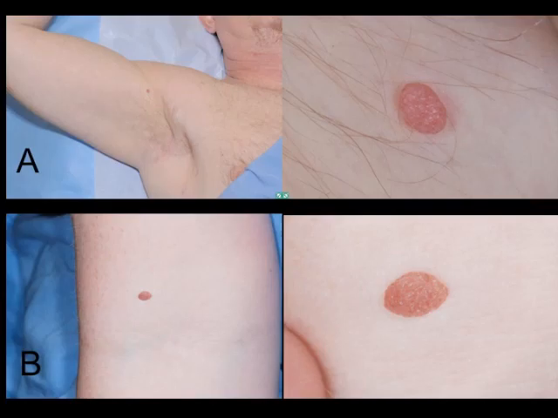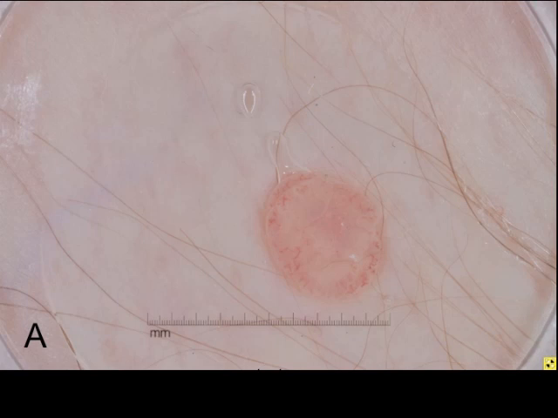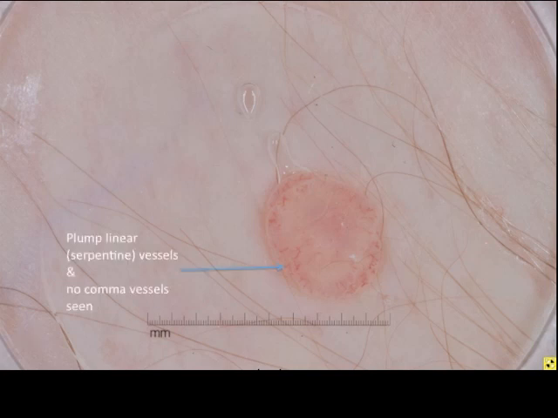Let us now examine the last two cases, 7 and 8. Lesion A and B are located on the arms of two separate individuals. Lesion A is a new lesion on the arm of a 50-year-old man who had a 4.8 mm melanoma excised from his shoulder. What is your diagnosis? Dermoscopy reveals numerous serpentine vessels.